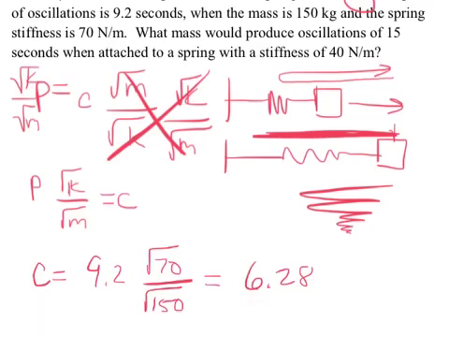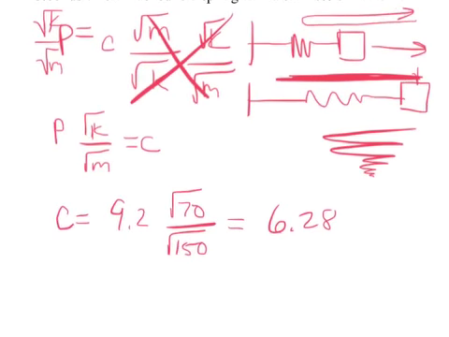Now, the next part says, what mass would produce oscillations of 15 seconds when attached to a spring with a stiffness of 40 newtons per meter? So we're looking at a stiffness of 40 newtons per meter. We want oscillations of 15 seconds, and we're trying to find the mass. So let's rewrite our original formula with our C value now. We have P equals the C value, 6.28, times the square root of m over k.